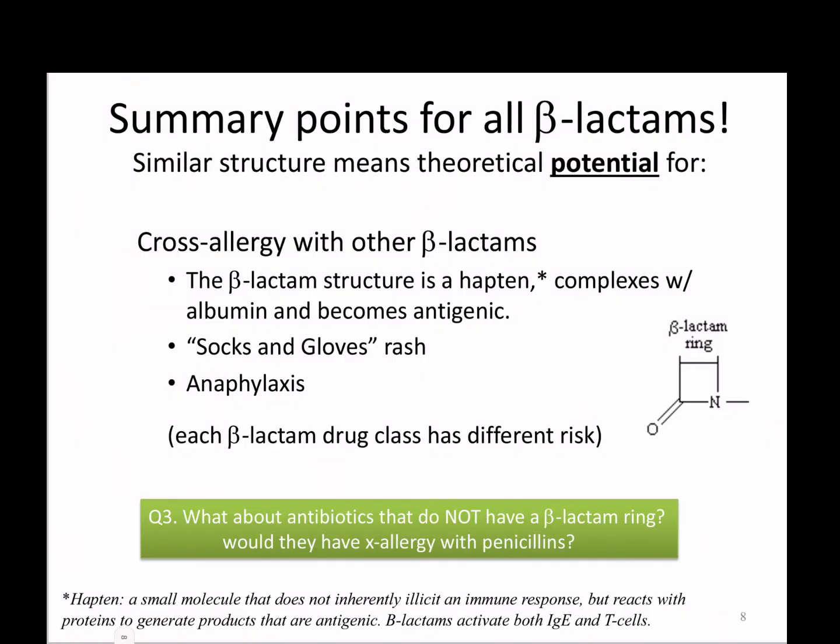Some basic things to remember for all beta-lactam agents is that because they share the same basic structure, they're going to share some really important properties. One of those is cross-allergy. So a beta-lactam ring itself isn't antigenic. That means it doesn't create antibodies. But the beta-lactam is what we call a hapten, which if it's complexed with a larger protein, like albumin in your blood, that whole thing then can be identified by your immune system and you can create antibodies against it.